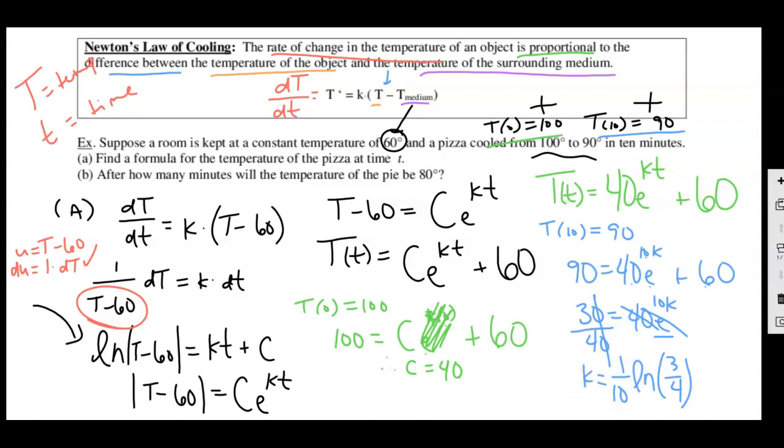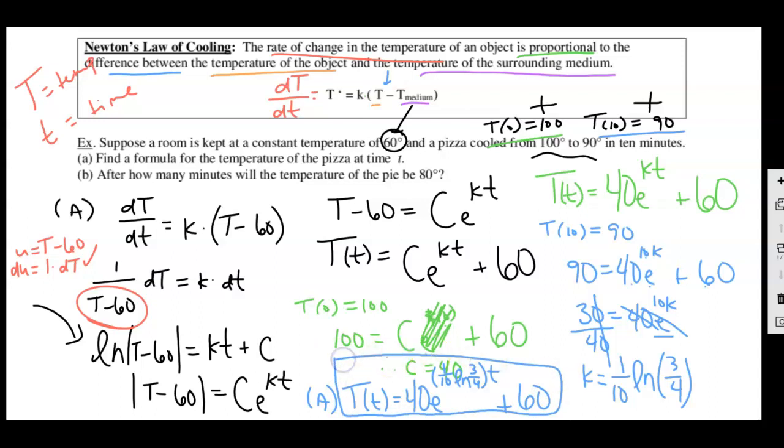So let's go through, and here we go. We're going to write this final answer. Here's the final answer for A. All this work to get the temperature as a function of time. We had 40 e, plug in the k value. If you want, you can put it in parentheses. 1/10 ln 3/4 t, and then we had plus 60. So there would be your answer to this part A. A lot of work.